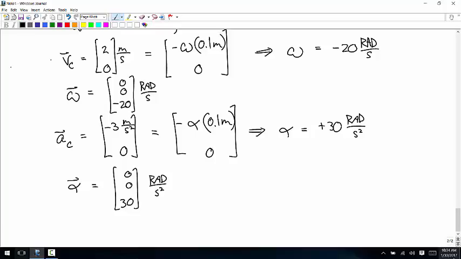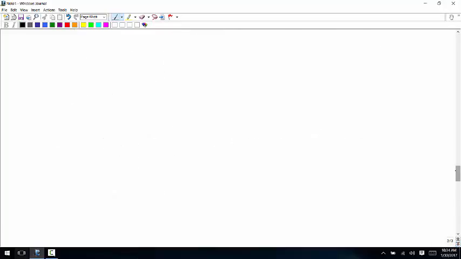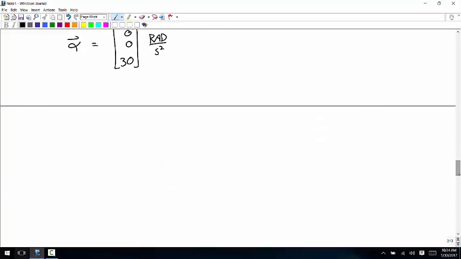Any questions about that one? Okay, let's do one that combines rolling without slipping with some other relative motion.